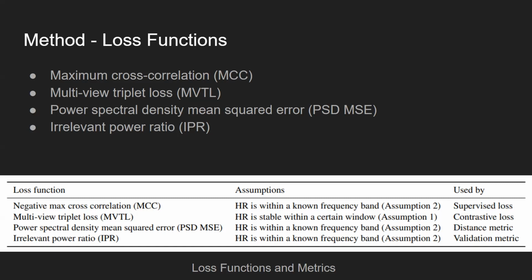Lastly, there's irrelevant power ratio, or IPR, and it is used as a validation metric during contrastive training. In this case, the PSD is calculated and split into the relevant and irrelevant frequencies, then the irrelevant range is divided by the total power. This is used as an unsupervised measure of signal quality.